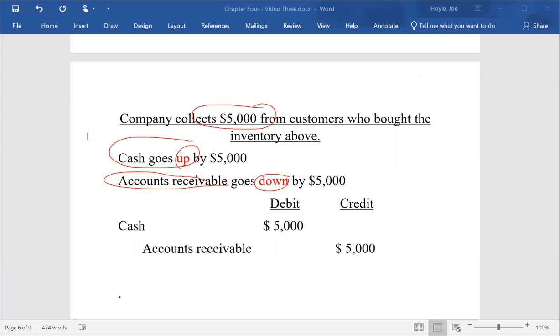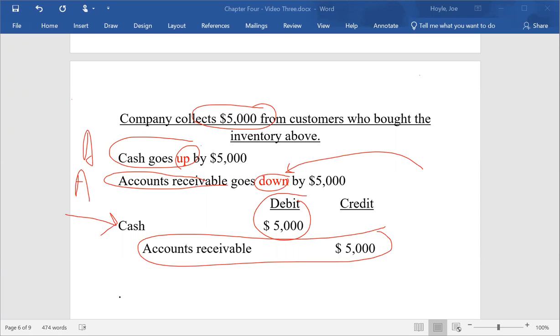So cash is an asset. It goes up. It goes up with a debit. Accounts receivable is also an asset, but this time it's going to go down. So it goes down with a credit.